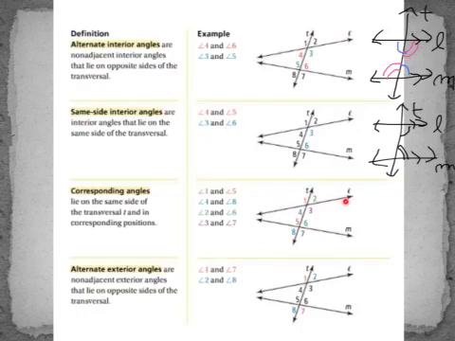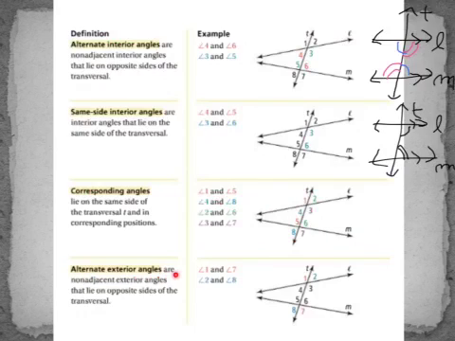Again, if it were given that L and M were parallel, you could say that all of these pairs are congruent to each other. So 1 is congruent to 5, 4 is congruent to 8. Here we're just talking about the types of angles, not the measures yet.